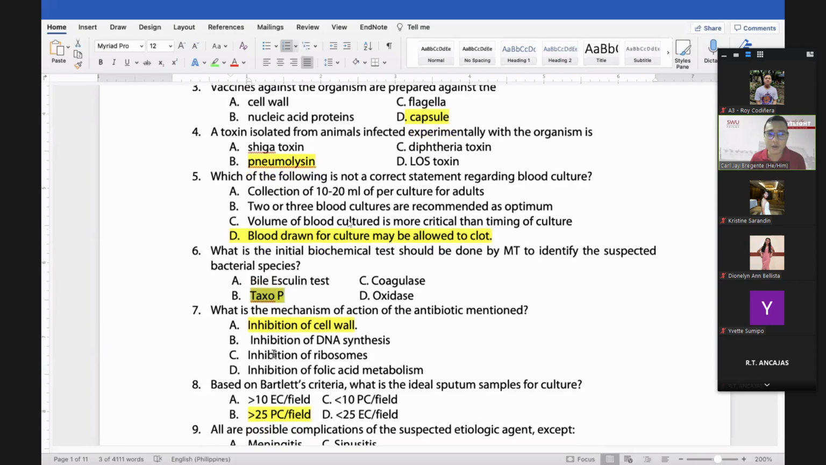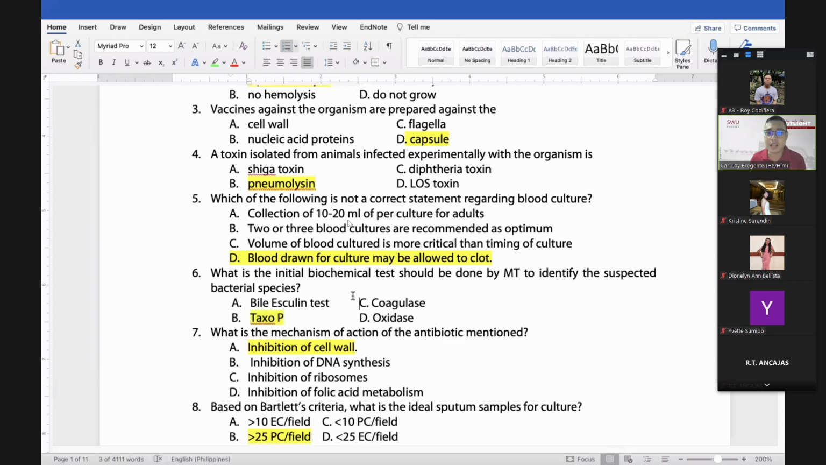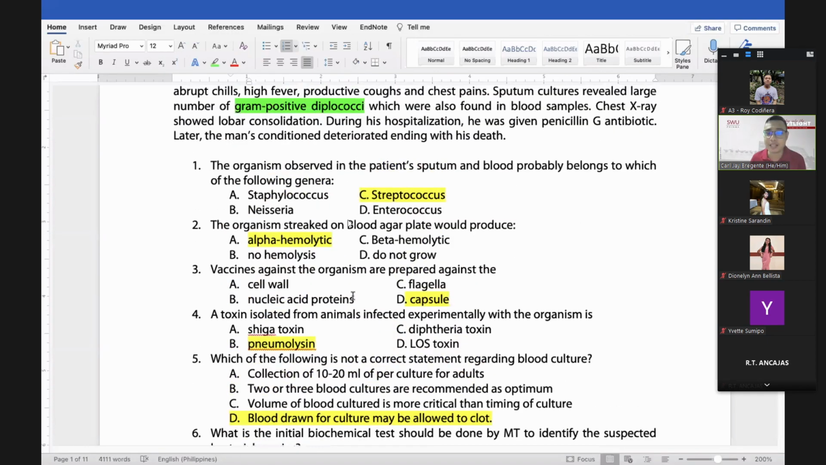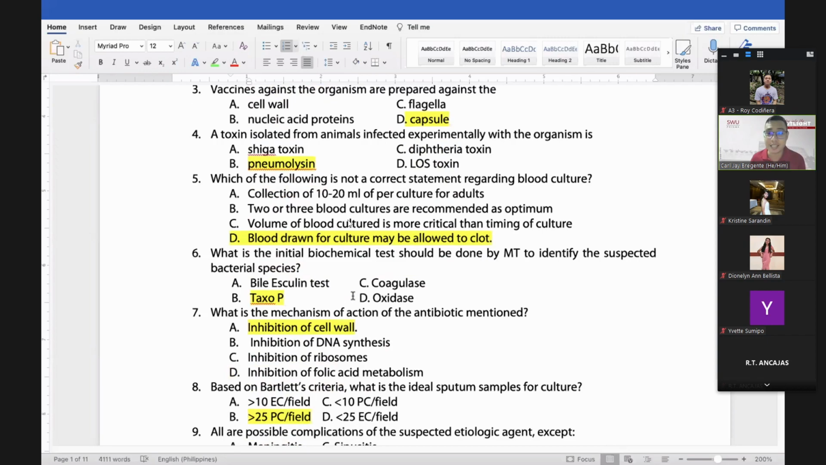Number 7, what is the mechanism of the antibiotic mentioned? The antibiotic mentioned here is penicillin G. So penicillin, class, is under beta-lactam antibiotics. It's a separate group but another group of cell wall inhibitor antibiotics. So ito yung answer. Basta lahat ng mga penicillin at saka beta-lactam drugs, class, are all cell wall inhibitors.